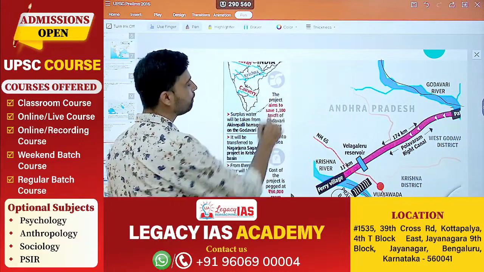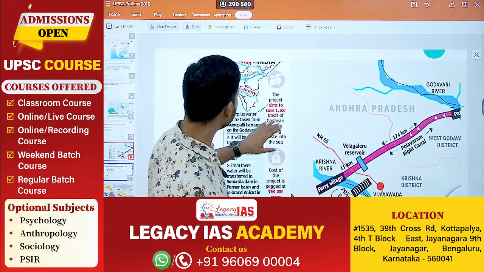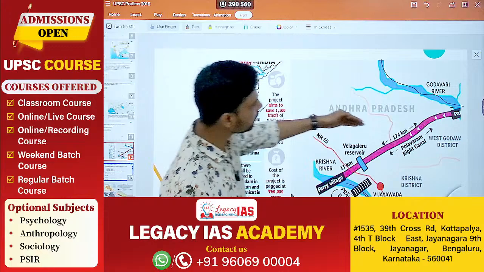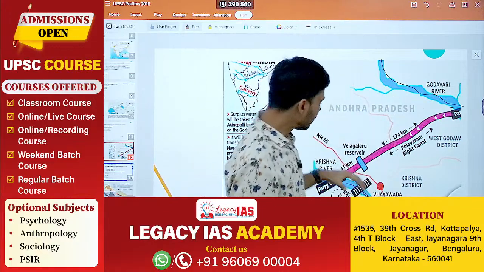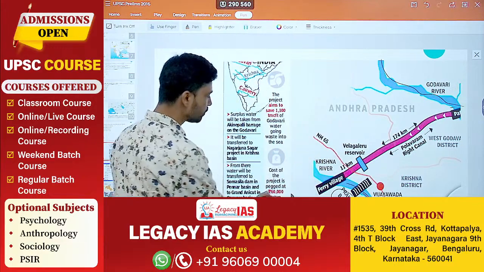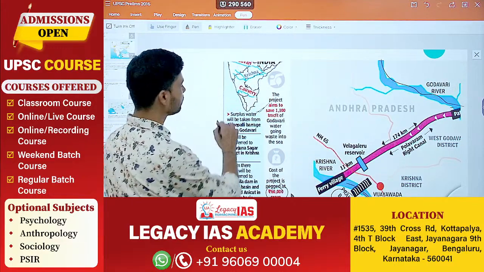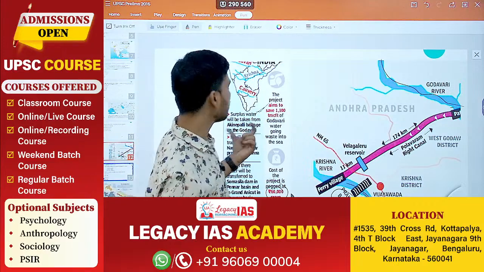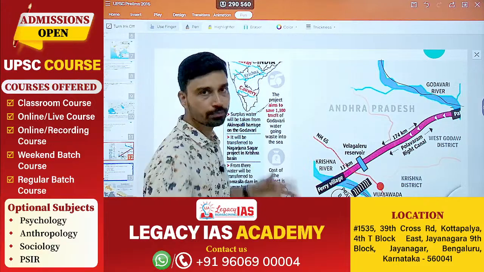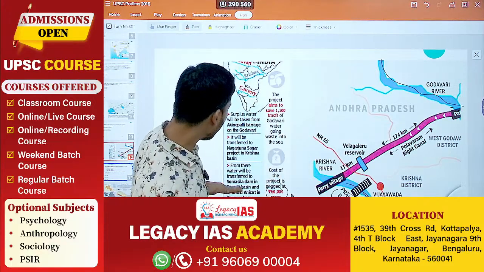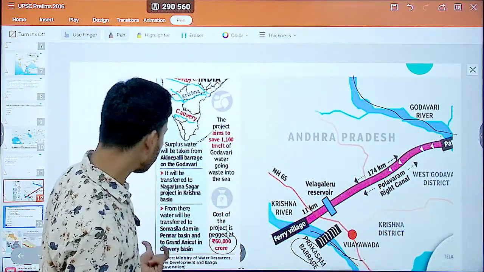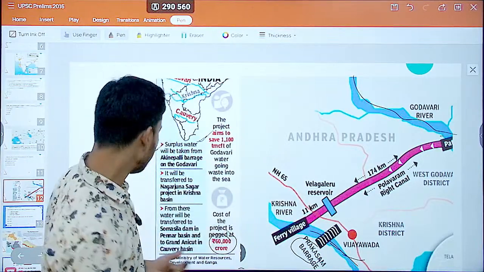Basically the project was aimed to save almost 1000 trillion cubic feet of Godavari water that is going west into the sea every year. This water can be transported to the Krishna river, and from the Krishna river it can be further transported to the Krishna basin states. The cost of the project is almost 60,000 crore, where surplus water will be taken from the Akinapalli barrage that is situated on the Godavari river. It will be transferred to the Nagarjuna Sagar project on the Krishna river, and from there water will be transferred to the Somasila dam in the Pennar basin and the Grand Anicut situated on the river Kaveri.